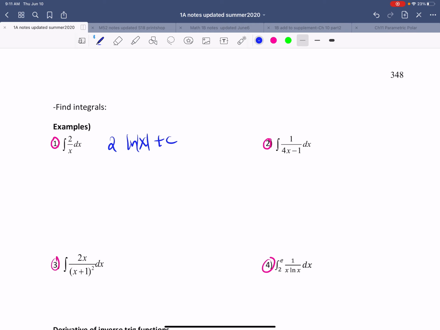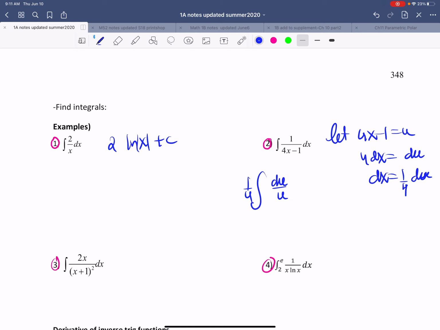4x minus 1 is in the denominator. How do we do the integral of 1 over 4x minus 1? Well, can we do the u substitution? Can we let 4x minus 1 be the u, and then 4 dx will be du, and dx would be 1/4 du. Okay, so 1/4 du over u. Now that would be 1/4 natural log of u plus c, which is 1/4 natural log of 4x minus 1 plus c.